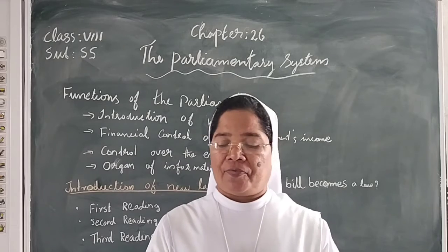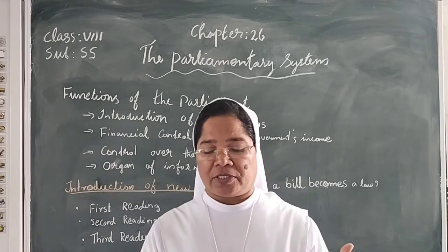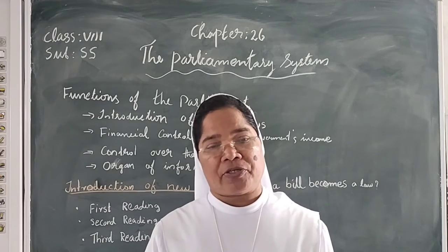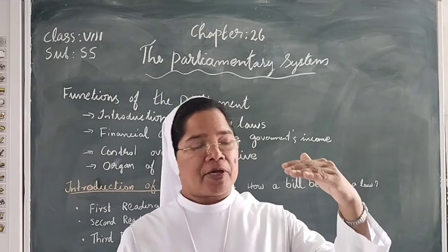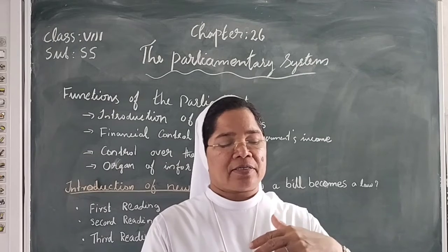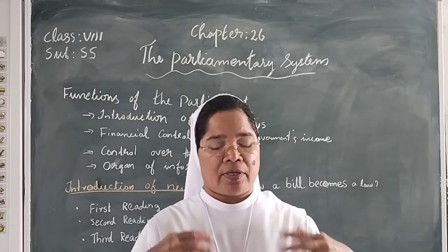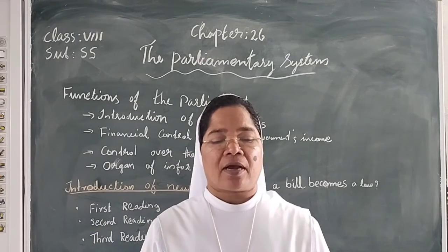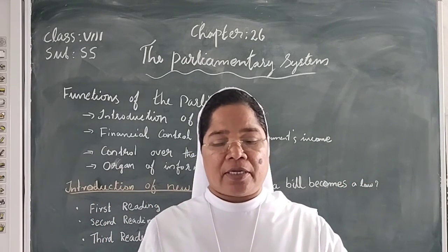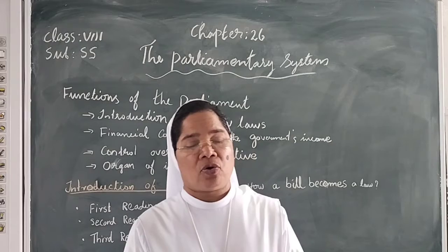Now we understand the functions of the Parliament. There are three parts: introduction of the laws, financial control, control over the executive, and organ of information. How a bill becomes a law has steps, like first reading, second and third reading, and we have understood the procedure for money bills and how they differ. There is strict vigilance over the finances and budget, and also control over the executive.